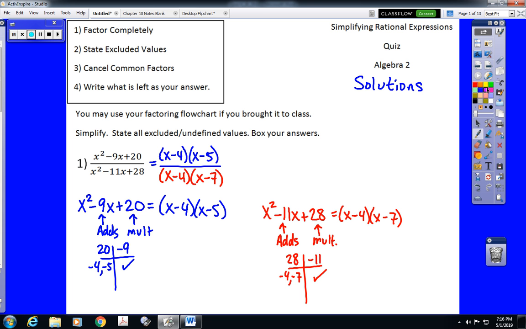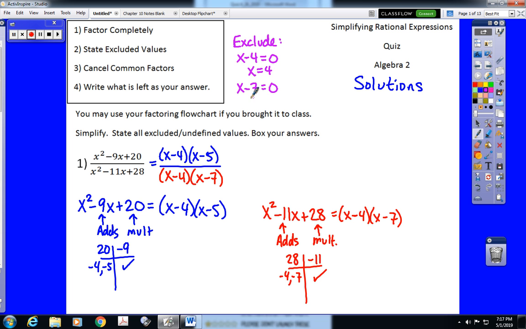Now, the denominator of that fraction, these two binomials right here, are not allowed to cause division by 0. So when it says state your excluded values, we are going to be excluding the values that cause each of those two binomial factors to equal 0: x minus 4 can't equal 0, and x minus 7 can't equal 0. In both cases, those are one-step equations. Here we would add 4, which would give us x is 4, and here we would add 7, which would give us x is 7.